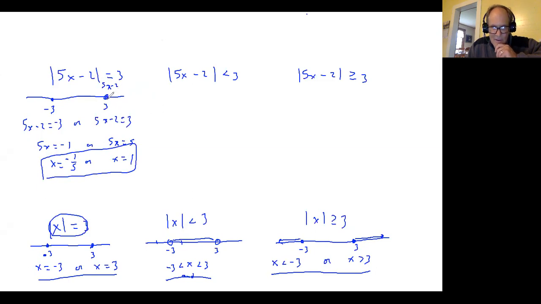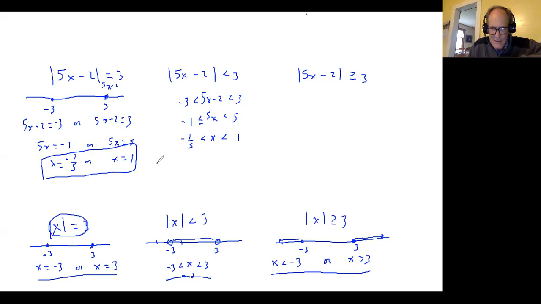Now for this absolute value inequality right here, remember when we had absolute value of x is less than 3, that's the area between 3 and negative 3. So 5x minus 2 is going to be between negative 3 and 3. So then adding 2 to both sides, I end up with a 5 here. I end up with a negative 1 here. Dividing by 5, which is positive, so my signs don't change. I end up with negative 1/5 and 1 there.